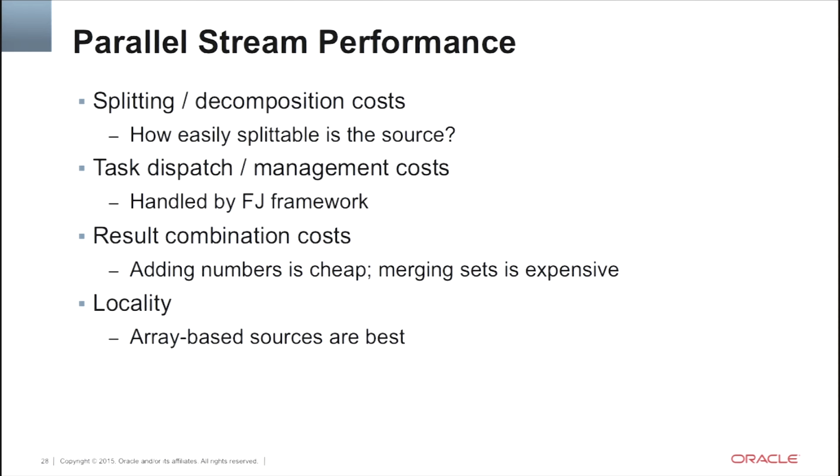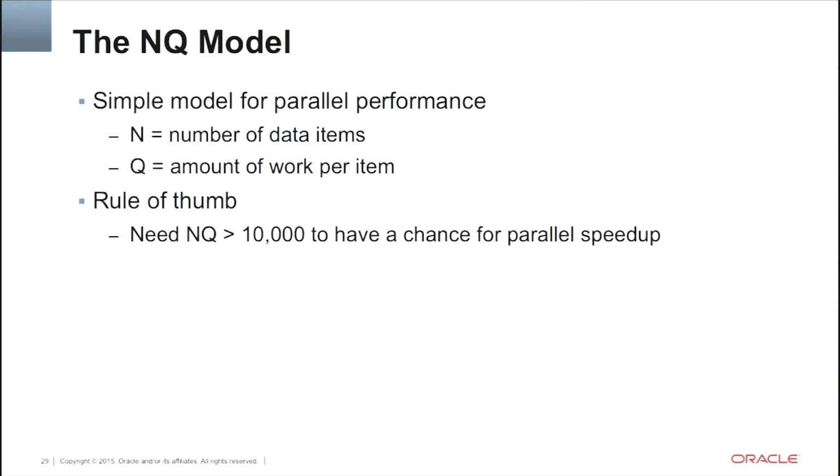So let's build a little bit of a model for thinking about parallel performance, and then we'll drill into each one of these. You can make arbitrarily complicated models for parallel performance, but I think the simplest one, which helps you eliminate a lot of the non-candidates very quickly, is what I call the NQ model. It has two parameters. N is how many data items do I have? Q is how much work am I doing on each data item, right? So if I multiply these together, I should get the total amount of work that I'm going to do. I'm going to do Q amount of work on N things, so N times Q is how much work I'm doing in total.